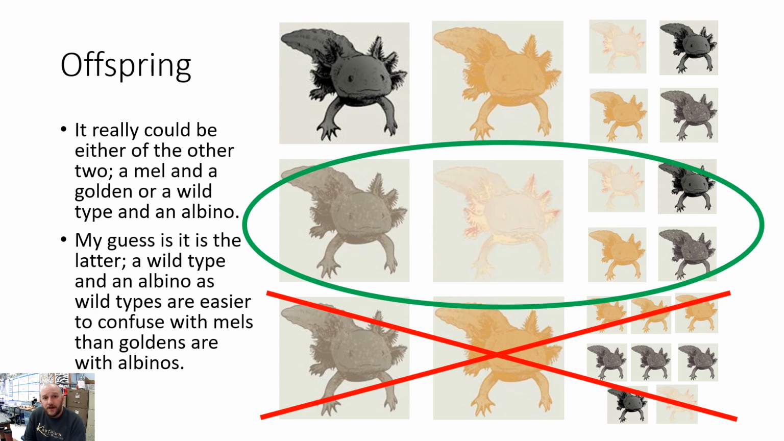So when you do your Punnett squares, what I would suggest you do is do one with a wild type parent and albino and explain the ratios of the offspring that we have.